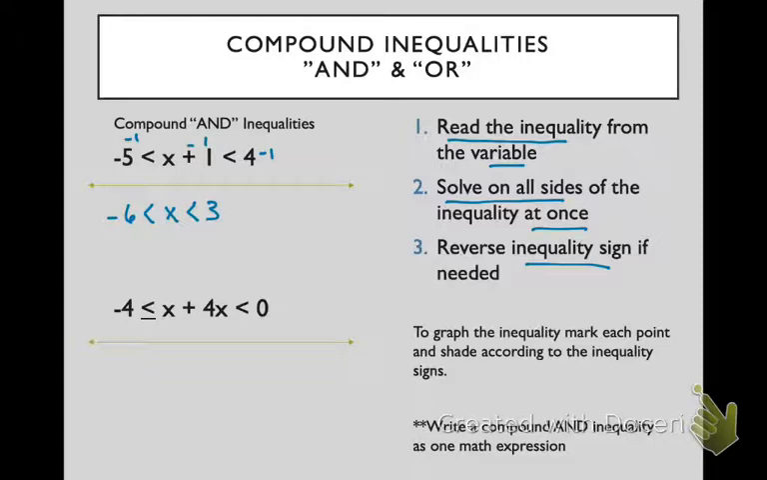So now let's read this from the middle. Some amount x is less than 3, but greater than -6. So you ask yourself, can that happen at the same time? Yes, we can have amounts that are less than 3 and greater than -6. So this is why it's an and inequality, because it can satisfy both of those criteria at once.